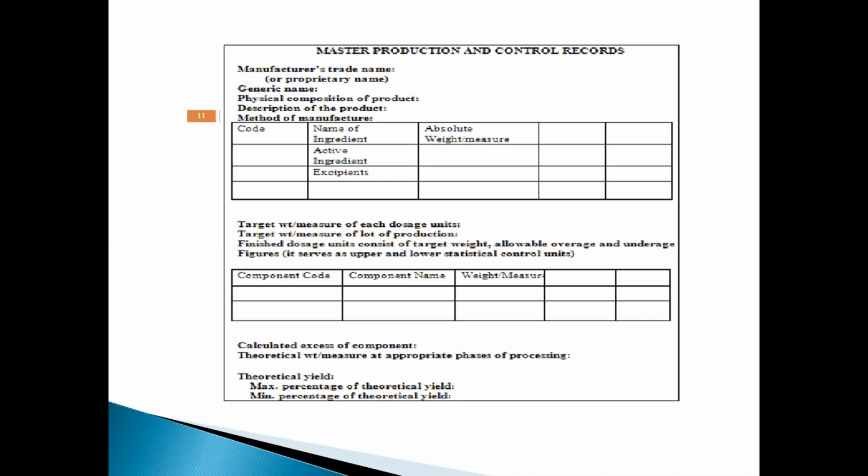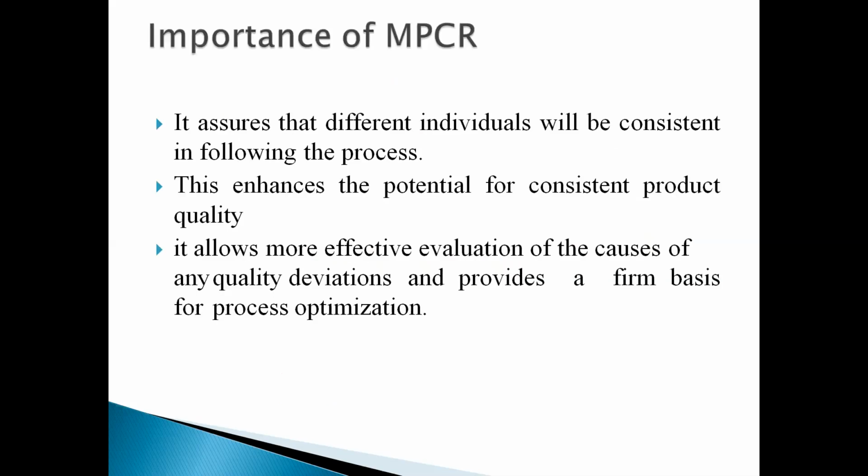Initial process units: a table consisting of the component code, component name, weight or measure, and calculated excess of component, theoretical weight at the appropriate phase of processing, theoretical yield, maximum percentage of theoretical yield, and minimum percentage of theoretical yield. You should have this one, the MPCR, master production and control record.